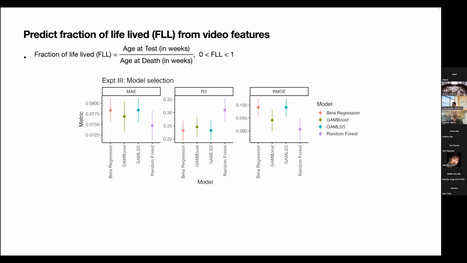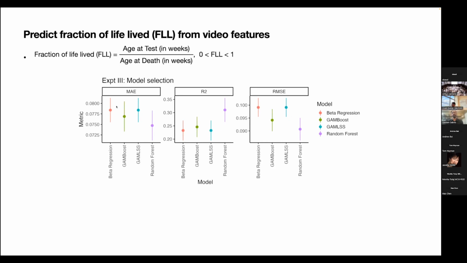Finally, we would like to predict the fraction of life lived from video features. We define the fraction of life lived as follows, where it is constrained to lie between 0 and 1. Because of this constraint, we modeled the outcome, the random variable, using a beta distribution. These are very preliminary results. Given a video, we can predict when a mouse is going to die with 8% error on average.